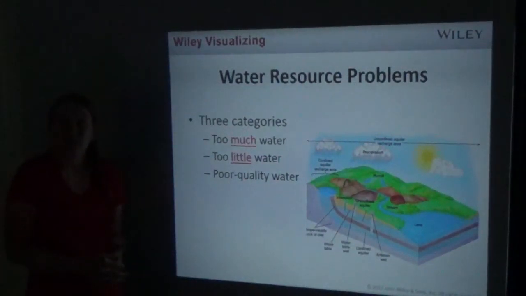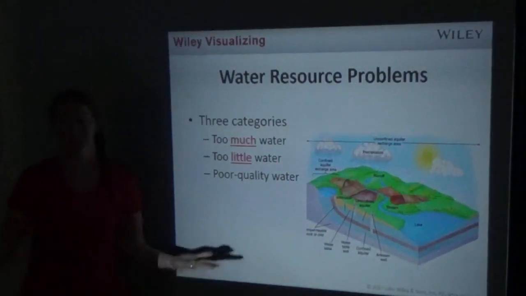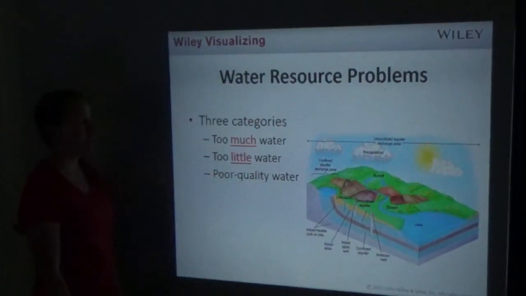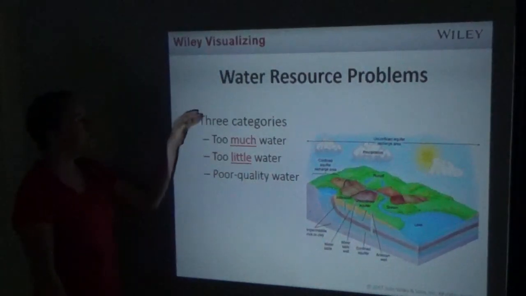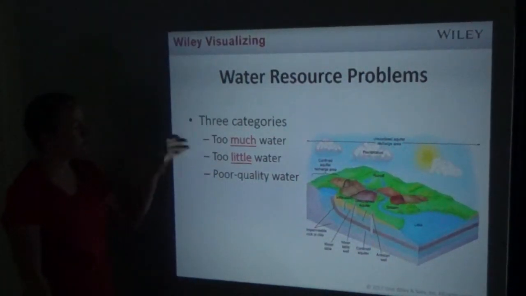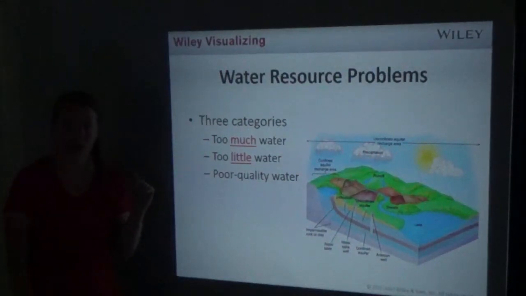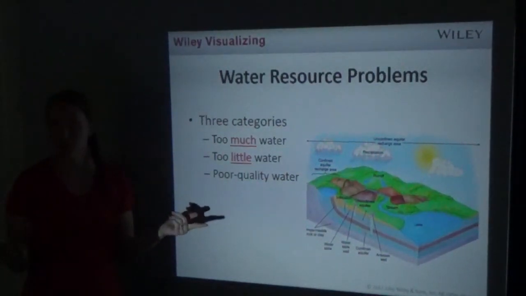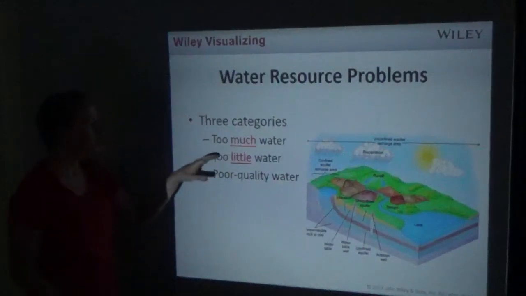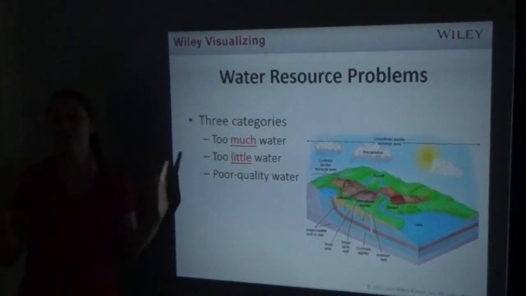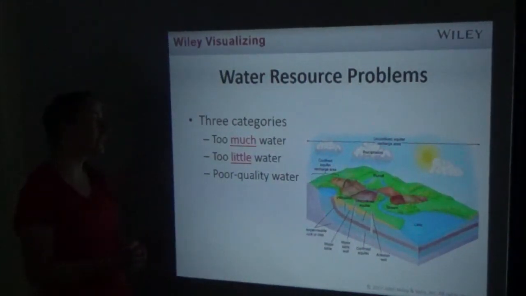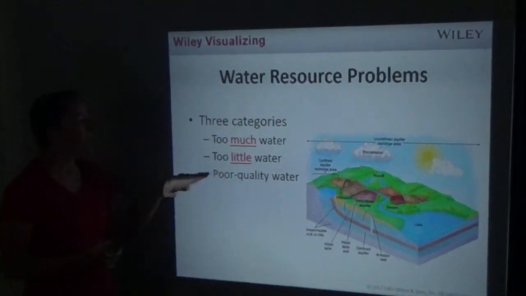So, of course, we got to talk about problems that we have with water, because that seems to be what 80% of this class is about, is what are we doing wrong. So three categories are too much water, too little water, and poor quality water. You may think, well, why is too much water a problem? Well, that will cause flooding. Too little water, of course, is going to cause people not to have enough water, and then that can cause death from dehydration. And then poor quality water.